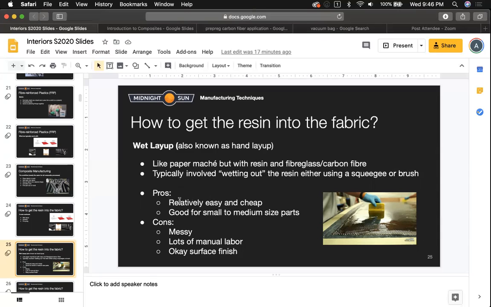And it's just because it's relatively easy and cheap. Again, if you think paper mache, there's a really low barrier to entry. You just need yourself, a mold, some fabric, and some resin, and you can just add the rest by hand.